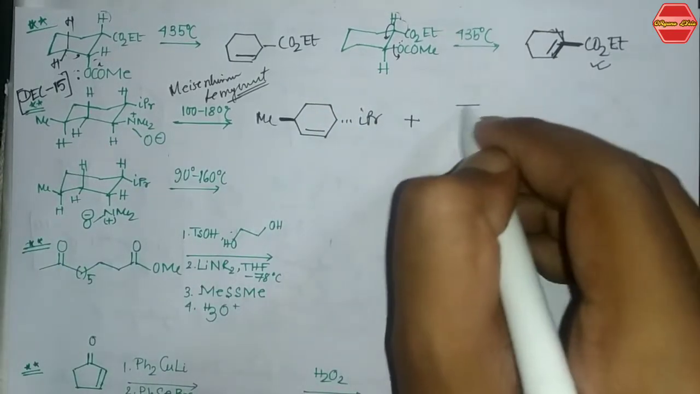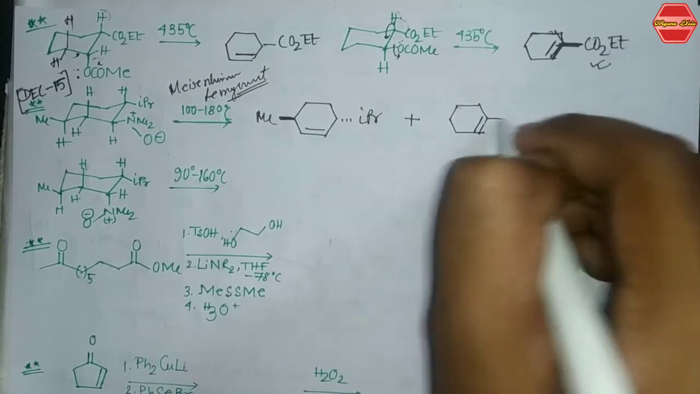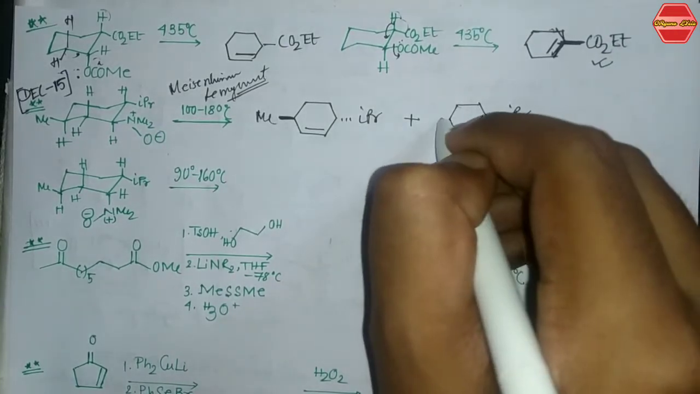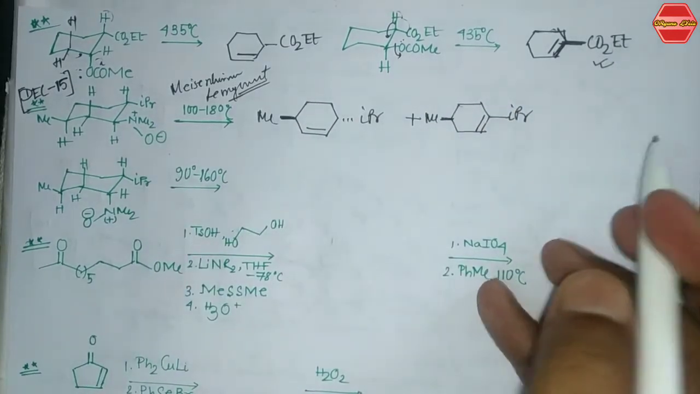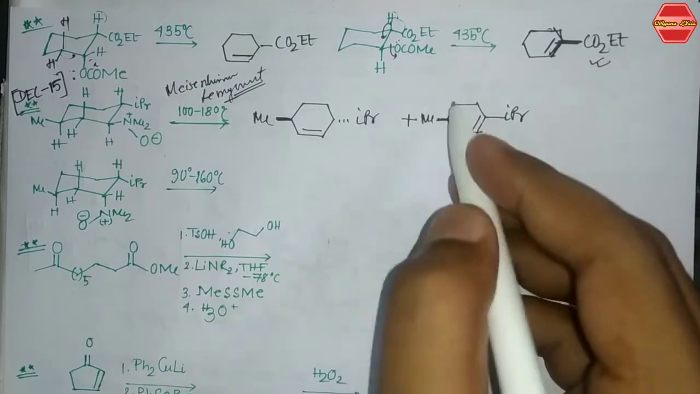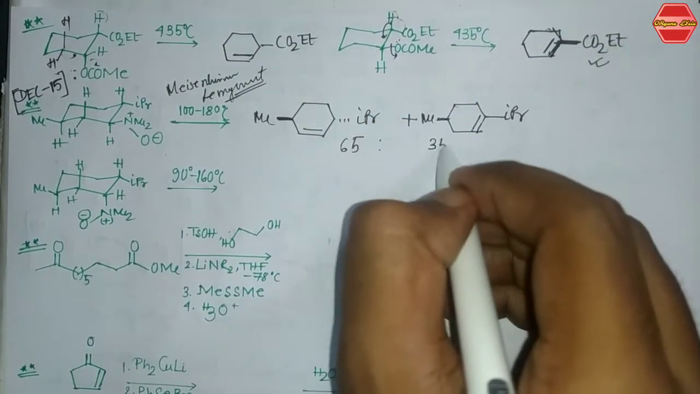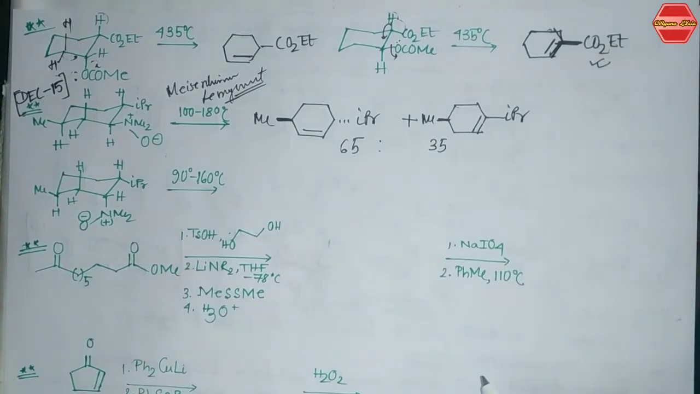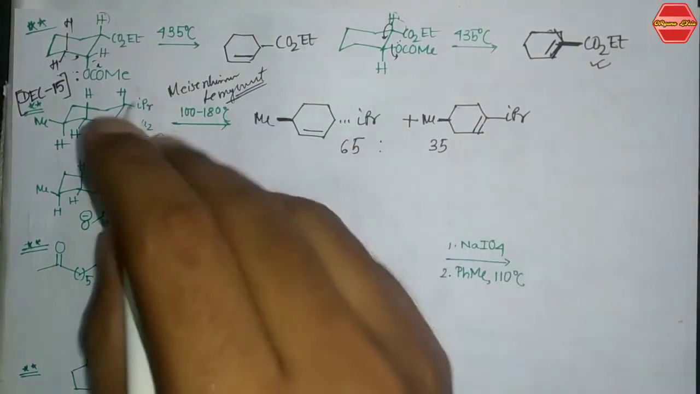Now you are getting these two compounds, that is your isopropyl, and this is your methyl, like this. So you are getting these two compounds. Now which one will be your major one? So this will be your major one, that is 65%, and this is 35%. You are getting the product. So this is your major amount because it is less substituted compared with this one.